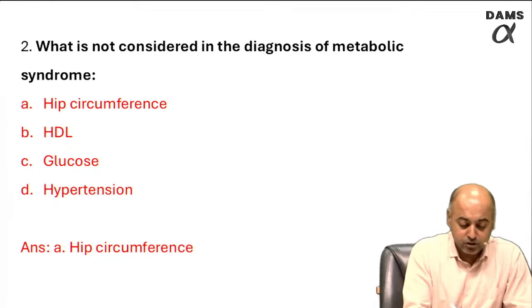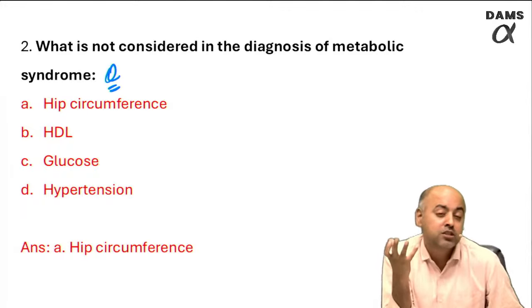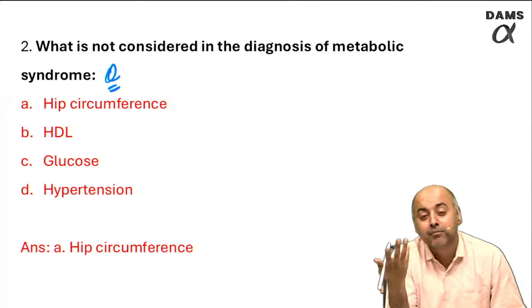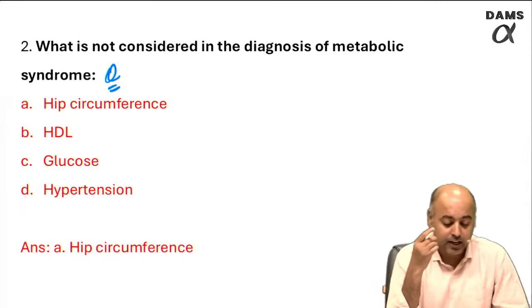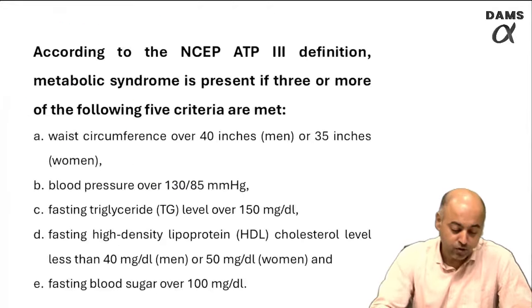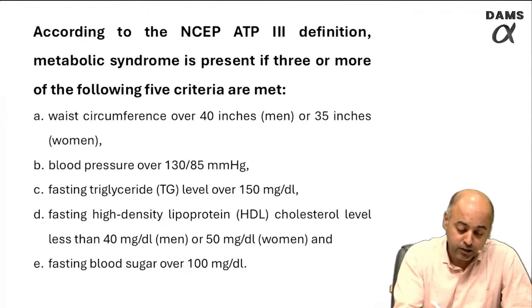Now this metabolic syndrome has become very important. You know that India is emerging as the hotspot for metabolic syndrome. Already we have been declared the capital of diabetes, and metabolic syndrome is exploding like anything. So please make note of the components in the metabolic syndrome.